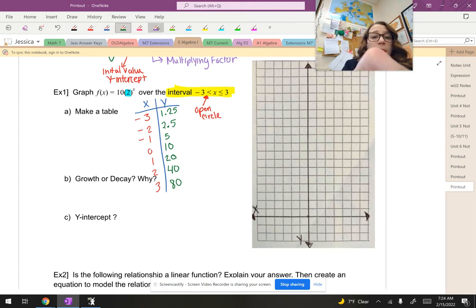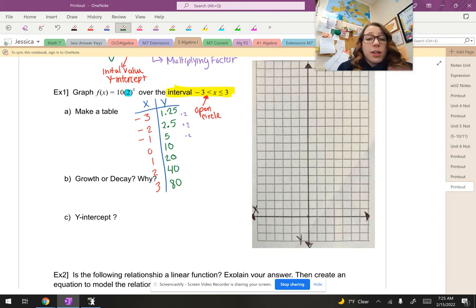Again, this makes sense because each time I'm multiplying by 2 to get to the next one. Not meaning it's a constant rate of change. Constant rate of change for linear has to be adding or subtracting by the same amount each time.